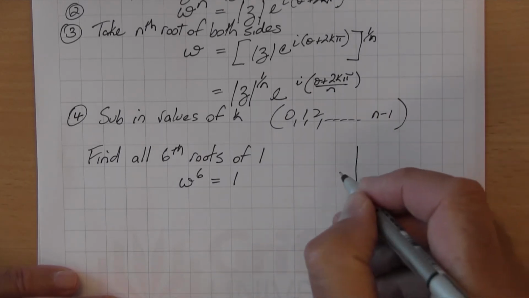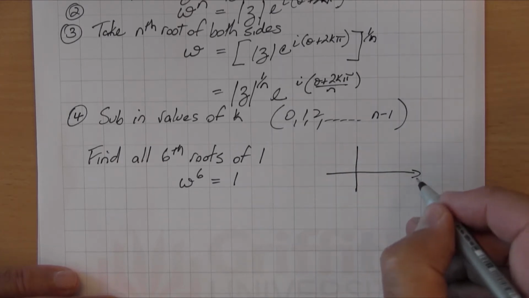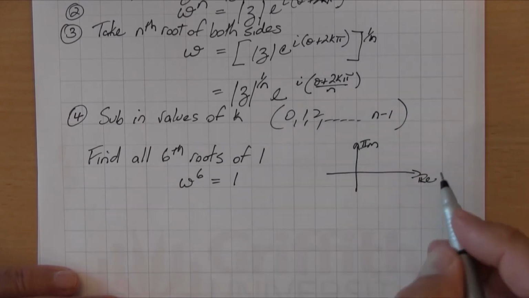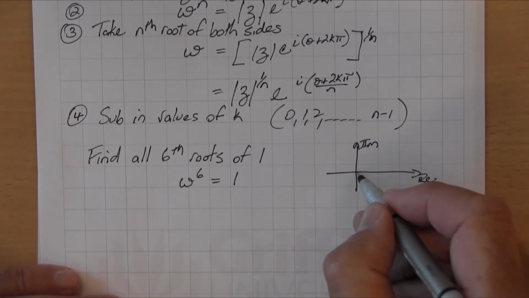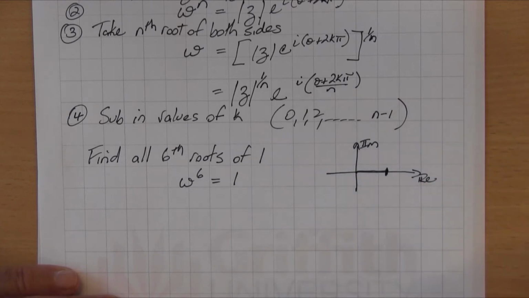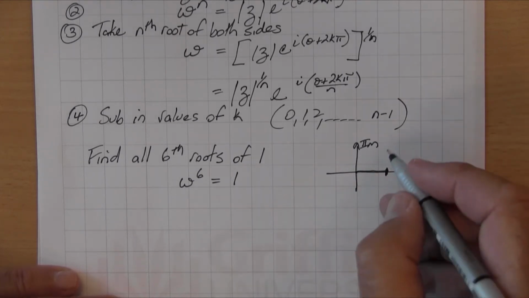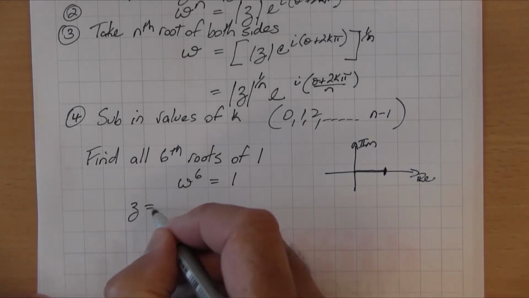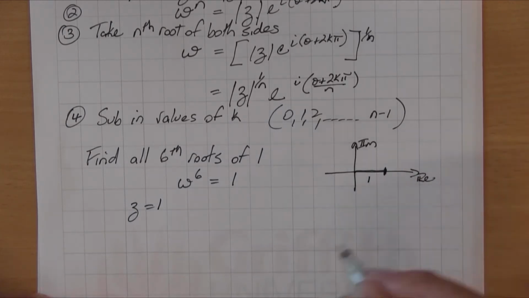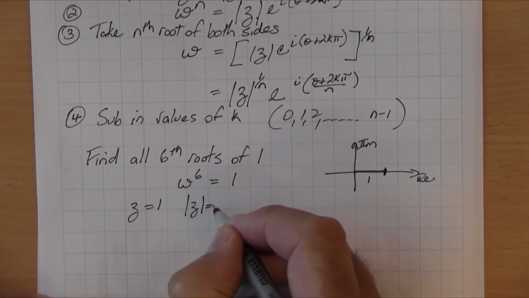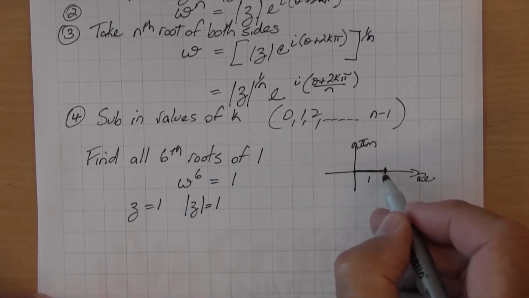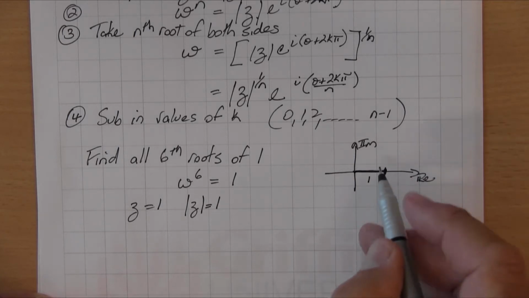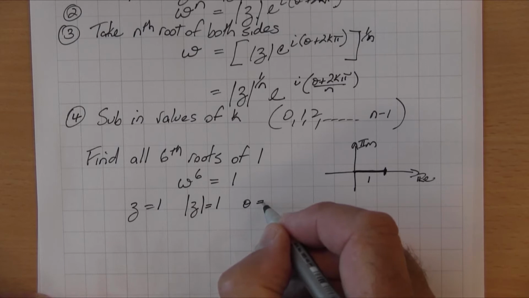So, Argand diagram. We've got the number 1 as 1 plus 0i. So 1 plus 0i is just out there. So our mod z, we've got z is equal to 1. That is 1 unit long. So mod z is equal to 1. And the angle that makes with the positive real axis is equal to 0. So theta equals 0.